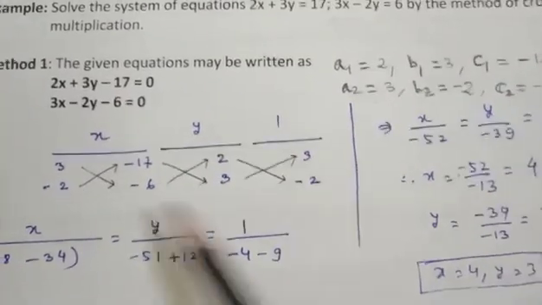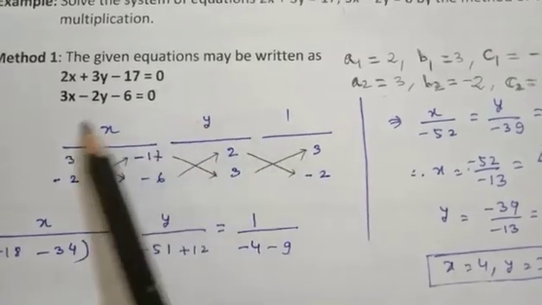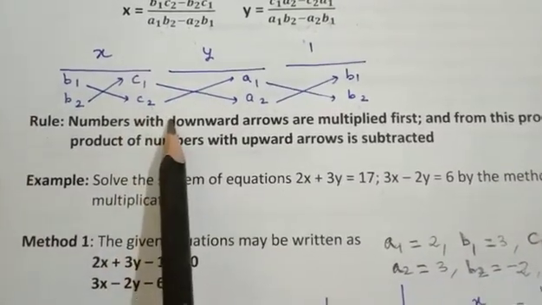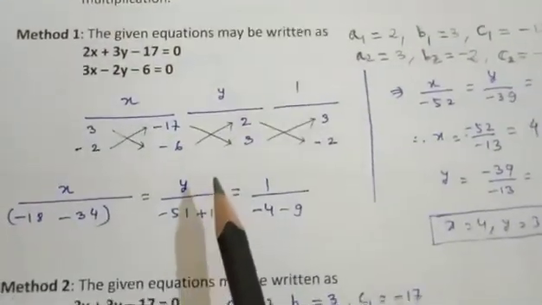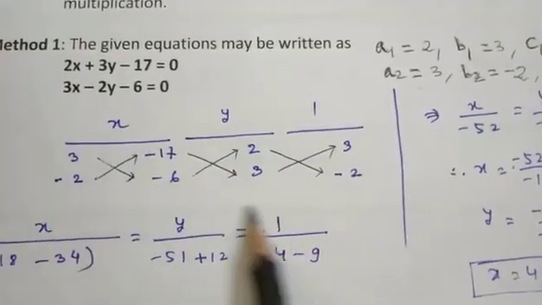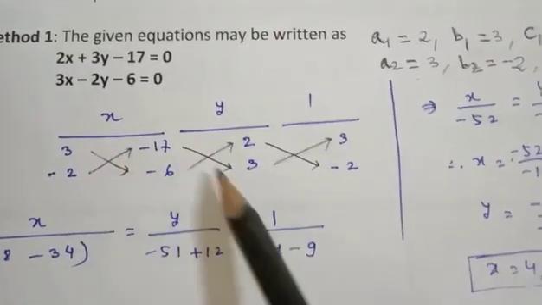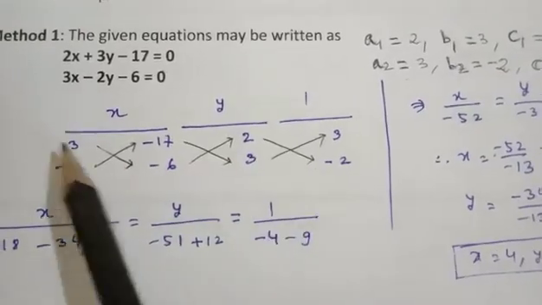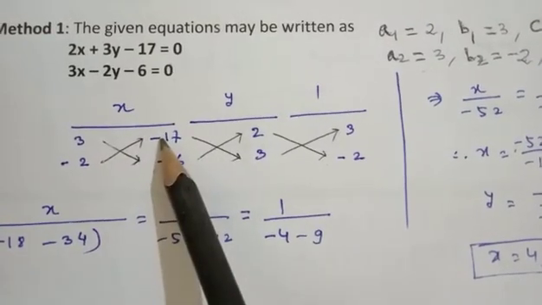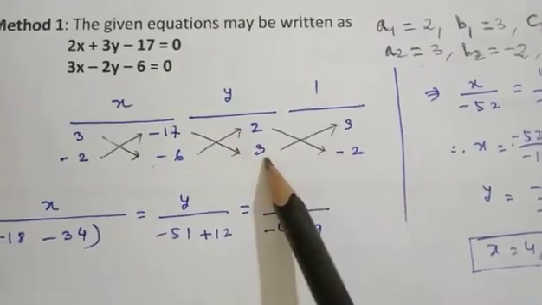So now we are going to put the values of a1, b1, c1 and a2, b2, c2 in this way, and this has been done with the help of this diagram. After putting the values of a1, b1, c1, a2, b2, c2, we will have the diagram this way. Then we are going to draw the arrows like this. And as we know, first we will multiply the upper one, then subtract the lower one.